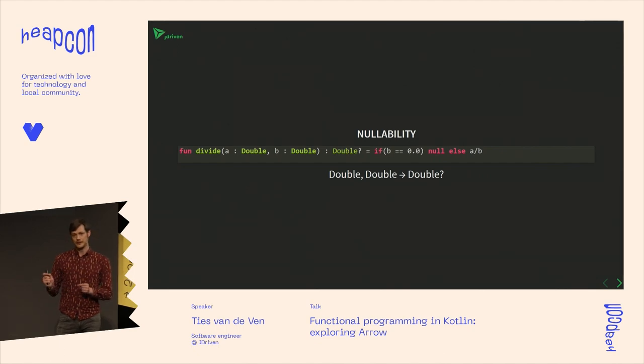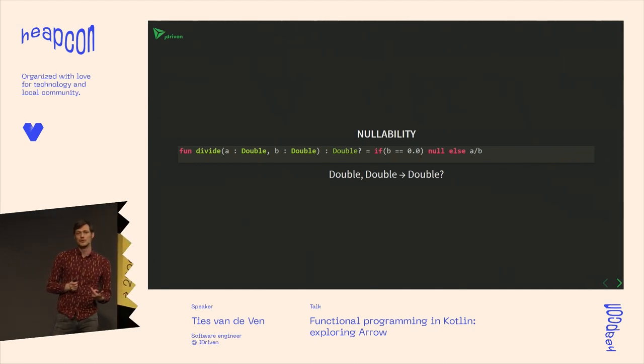Kotlin's alternative is its nullability system, where we now see that the function signature is given two doubles, I produce a double question mark. And we check the second parameter, if B is zero, we return a null. Just to make sure, this code shouldn't be written in Java. This is not a good idea to do in Java, but this works really well in Kotlin, because the nullability system is part of Kotlin. If you never programmed Kotlin before, all variables are by default non-null, unless there's a question mark there. So the function signature here actually is, given two non-null doubles, I produce a nullable double.